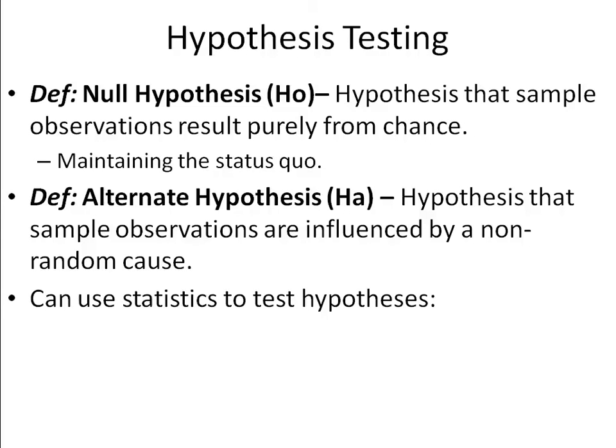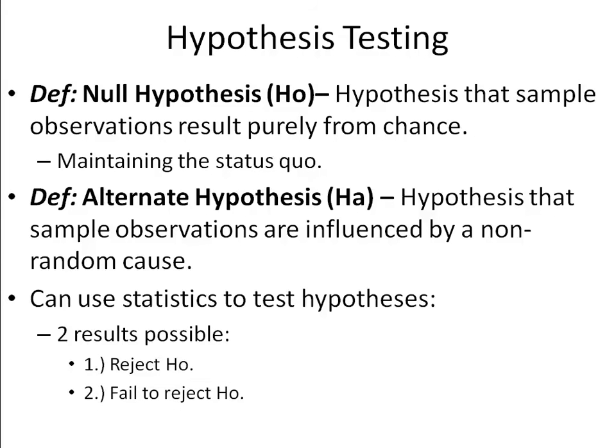And we can actually use statistics to test these hypotheses, and there are basically two results that are possible. The first is we reject the null hypothesis. We say that it's not true, or we fail to reject the null hypothesis. That's not the same technically as accepting the null hypothesis. We generally say in statistics that we fail to reject the null hypothesis.